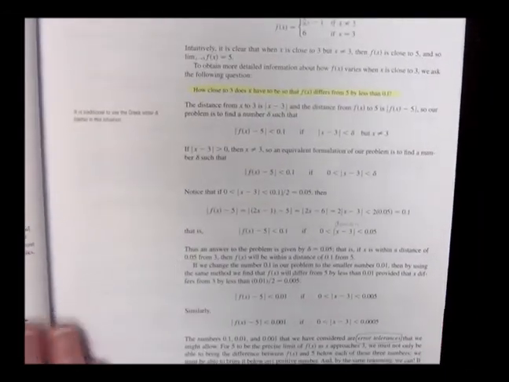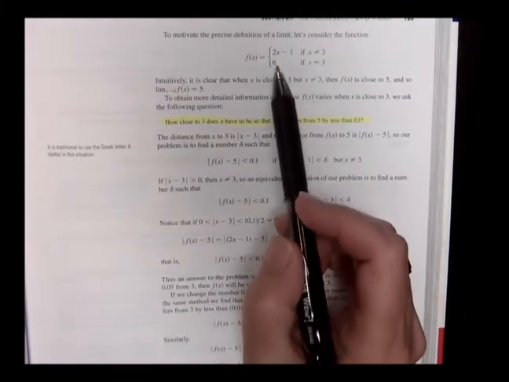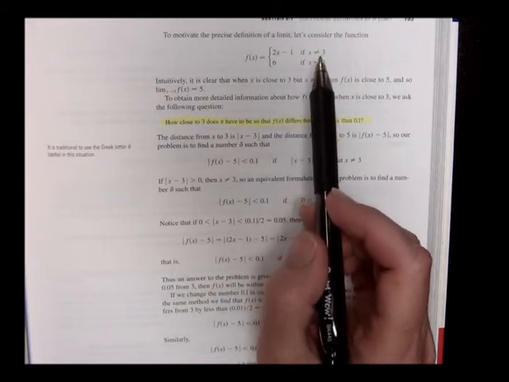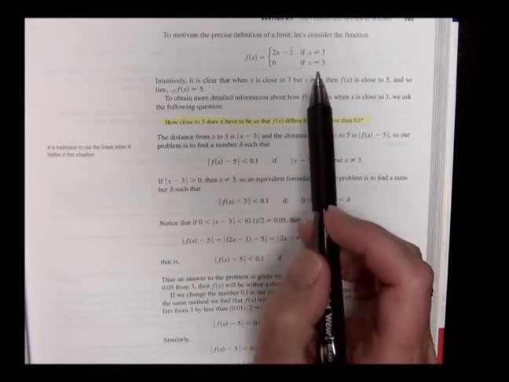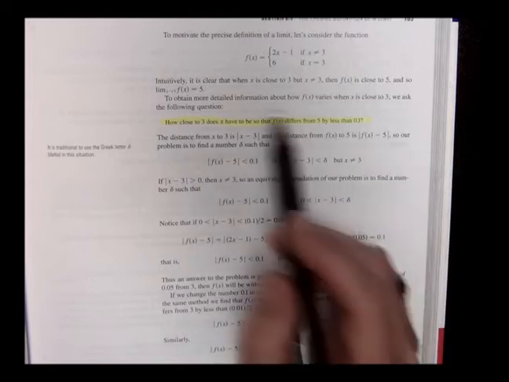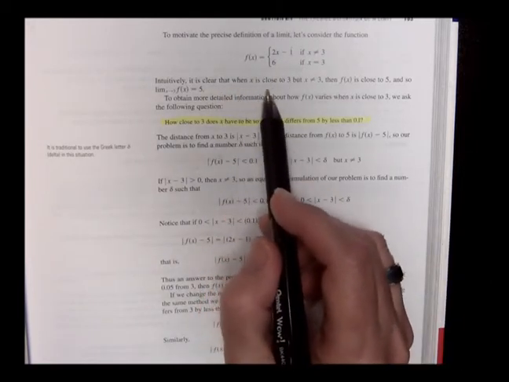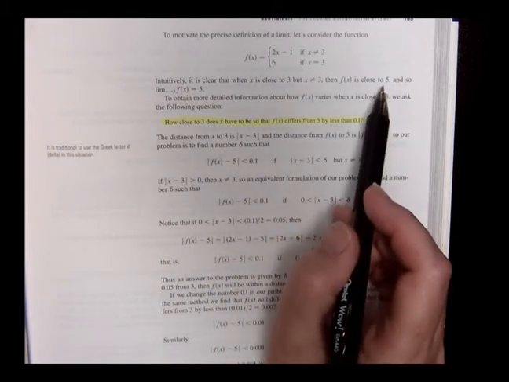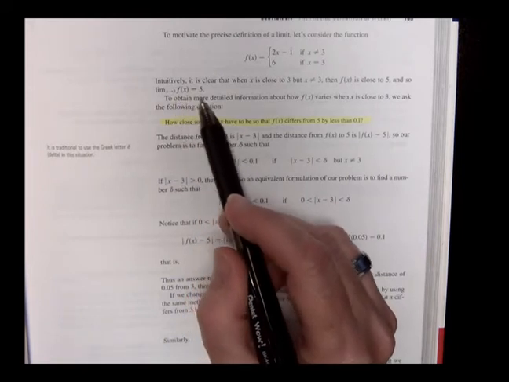So let's take a look at this example here. Here we have a piecewise function, 2x minus 1, and x does not equal 3. But when x equals 3, the result is 6. So we can look at this and say, well, intuitively we can see that if we get closer and closer to 3 on both sides, it's going to be 5. So the limit as x approaches 3 of f of x is 5.